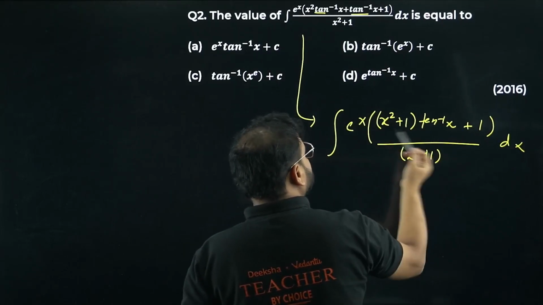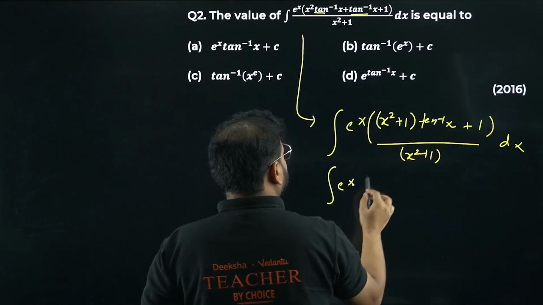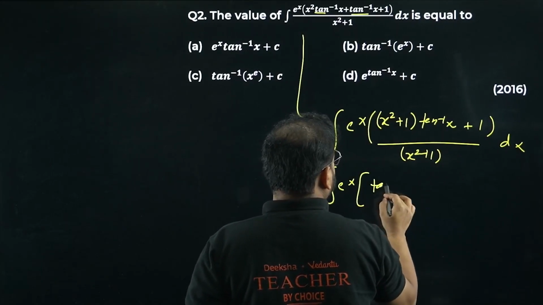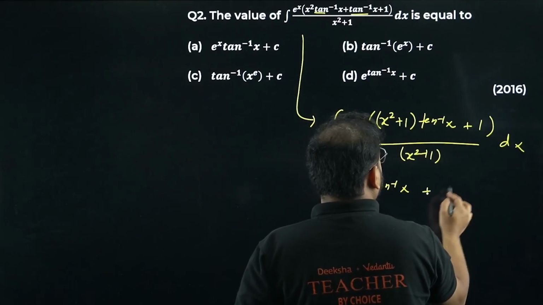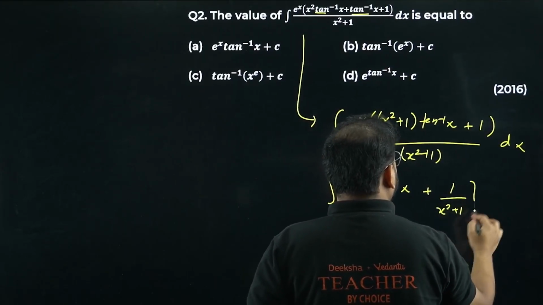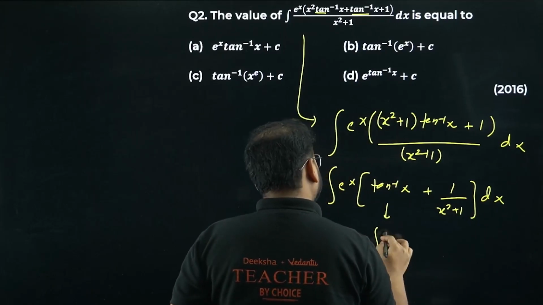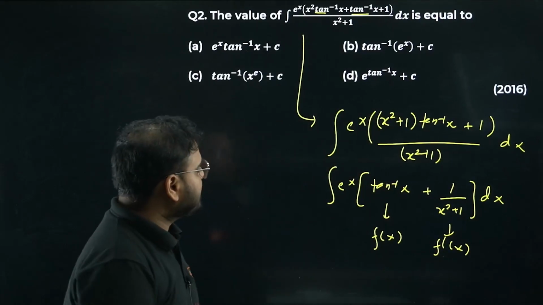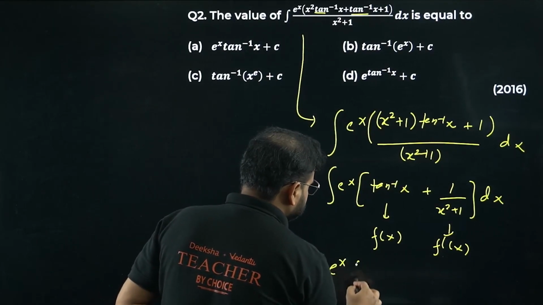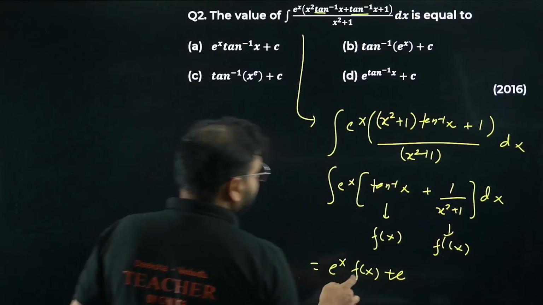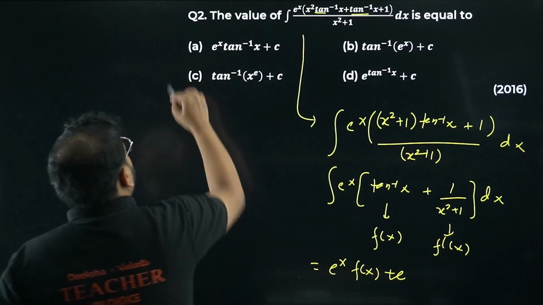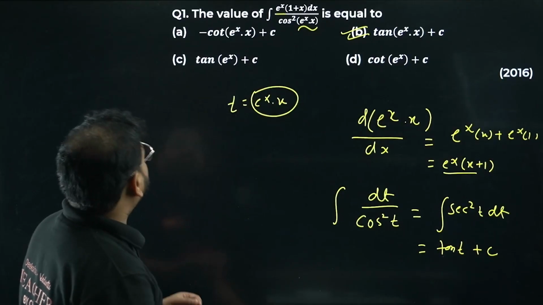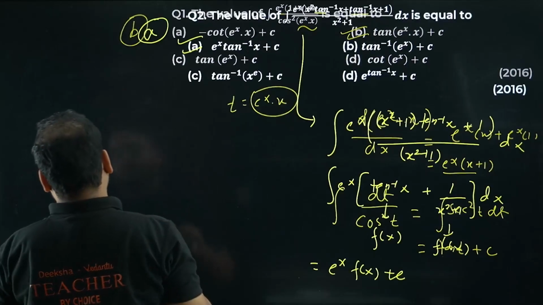Do one thing, separate this numerator with the help of this plus sign. You'll have e power x outside and you'll have this part. Please check, it will become simply this and this will cancel. You'll have tan inverse of x left here, and plus 1 upon x square plus 1 dx. This is f of x, and this is nothing but the derivative of tan inverse of x. So basically the answer will be e power x f of x plus c, hence e power x tan inverse of x plus c. Option A is correct. Please check, question number 2, option A is correct, and question number 1, option B was right. So here B, here A.